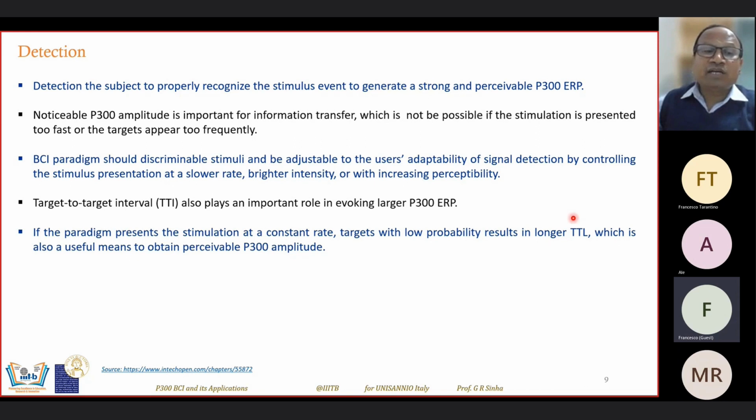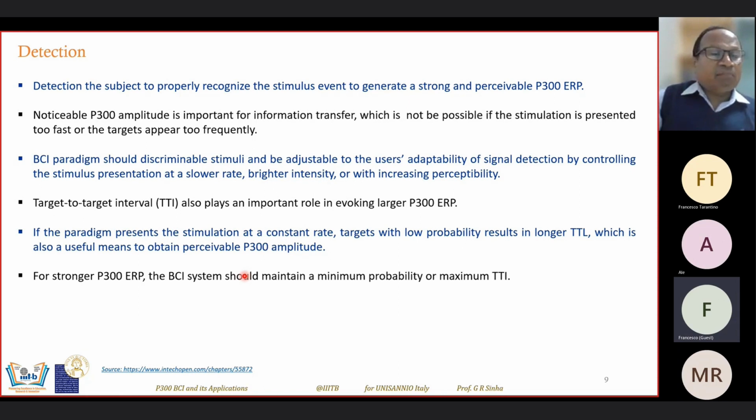I have already explained TTI to you. It's not TTL, it is TTI, that is the target to target interval, which is also a useful means to obtain perceivable P300 amplitude. This is to be read as TTI. It is not TTL.